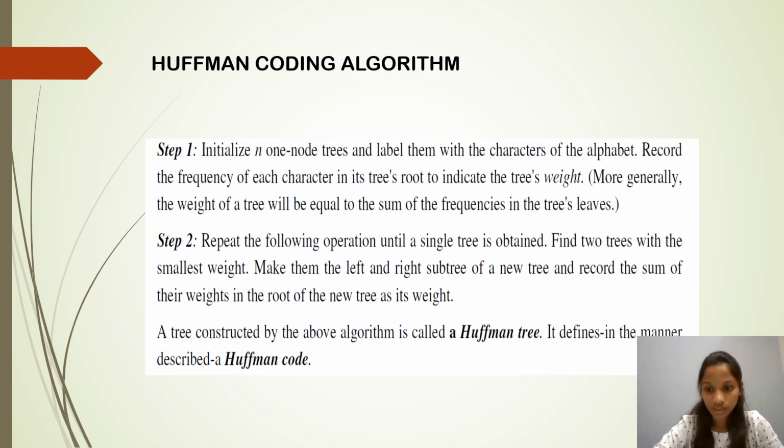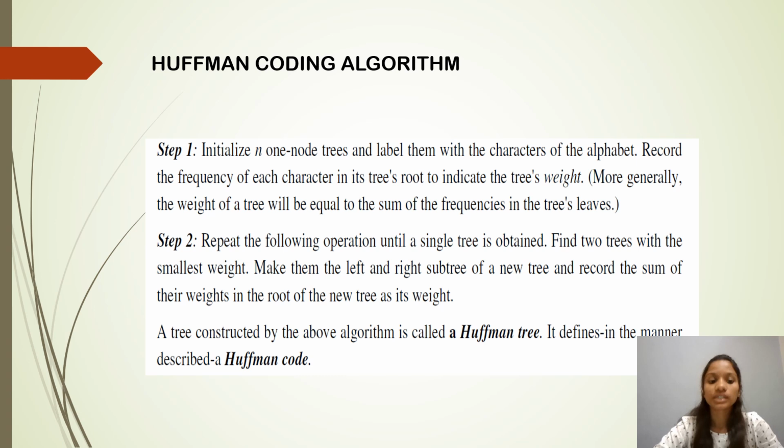Now, let us discuss the Huffman coding algorithm. The first step is to initialize N single-node trees and label them with the characters of the alphabet. Record the frequency of each character in the tree's root to indicate the tree's weight. More generally, the weight of a tree is equal to the sum of the frequencies in the tree's leaves. And step 2 is to repeat the following operation until a single tree is obtained.